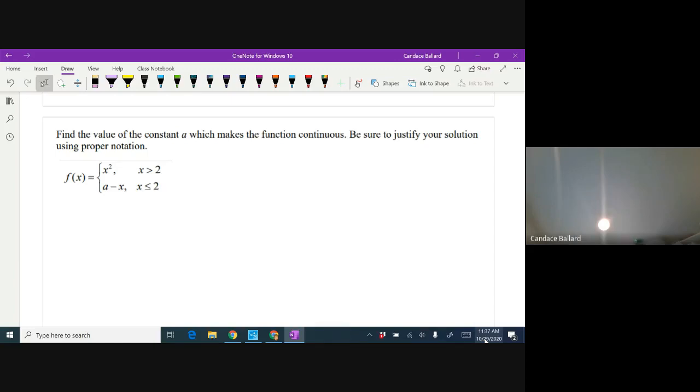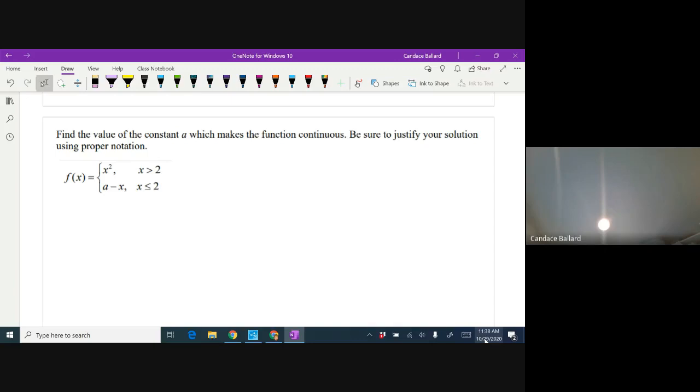Okay, let's see where we're at. Well, tell me in the chat really quick. What did you get for your a value? I'm curious. I'll go through the whole thing, but I want to see where we're at. Ooh. I'm seeing a lot of 6s. I'm seeing a couple of 2s. So it looks like we don't have agreement yet.